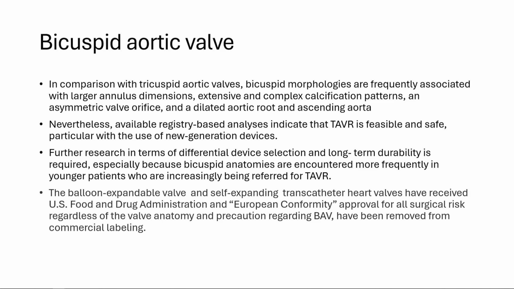Bicuspid valves have different morphology and different types compared to the tricuspid valve. They are frequently associated with larger annular dimension, extensive and complex calcification pattern, asymmetric valve orifice, and a dilated aortic root and ascending aorta. However, available registry-based analyses show that TAVR in bicuspid is safe, particularly with the newer generation valves. However, future research in terms of differential device selection and long-term durability is required, especially in younger patients.